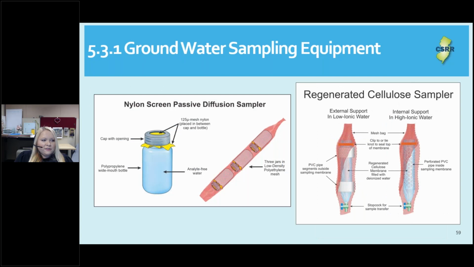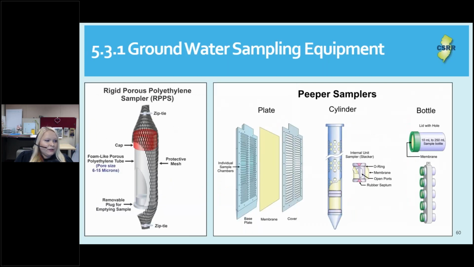Next slide. These are just diagrams showing some of the other sampler types. So the nylon screen passive diffusion sampler is basically a bottle with a mesh nylon screen over a cap with an opening, and they can be deployed in series. And then the regenerated cellulose dialysis membrane sampler, it's a membrane filled with deionized water, but it has a limitation in that it is subject to degradation. It can't be left in a well as long as a polyethylene product would be, and they're relatively fragile. Next slide, please. And then there's the rigid porous polyethylene sampler, and those are also less widely used.